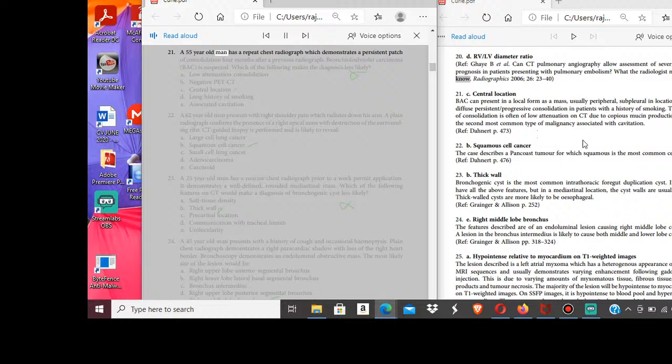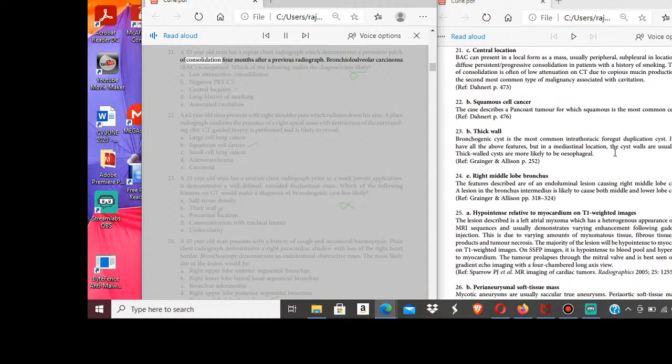21. A 55-year-old man has a repeat chest radiograph which demonstrates a persistent patch of consolidation for months after a previous radiograph. Bronchioloalveolar carcinoma, BAC, is suspected. Which of the following makes the diagnosis less likely? A. Low attenuation consolidation. B. Negative PET CT. C. Central location. D. Long history of smoking. E. Associated cavitation.